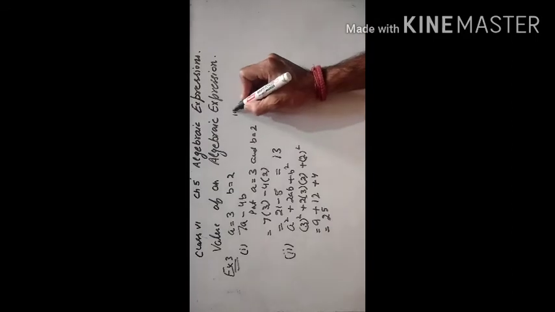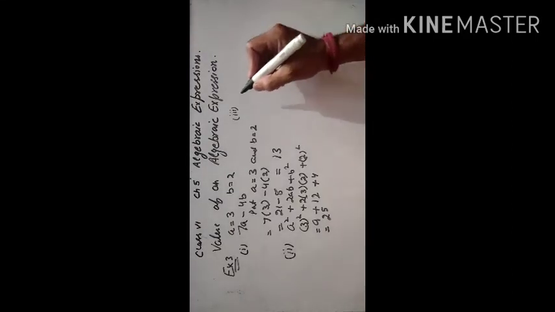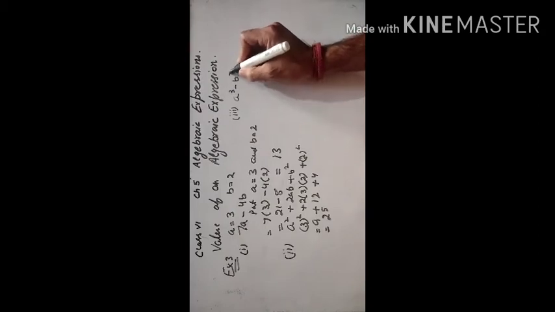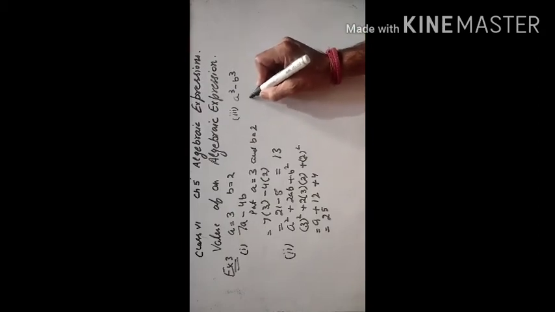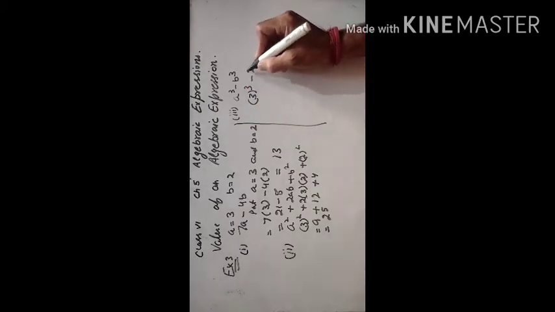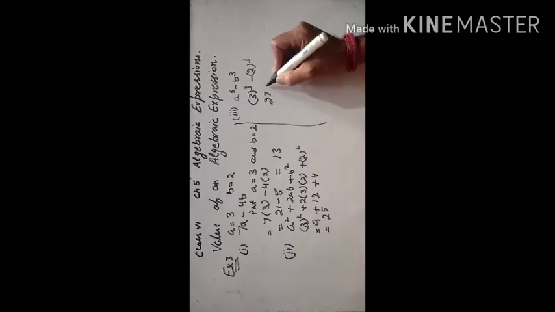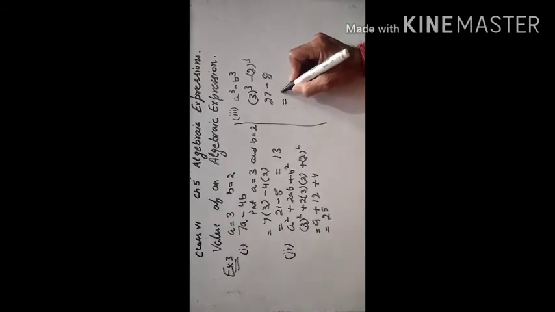Third part is a cube minus b cube. Now put a is equal to 3 cube minus 2 cube. 3 cube means 3 into 3 into 3, that is 27, minus 2 into 2 into 2 is 8. 27 minus 8 is 19.